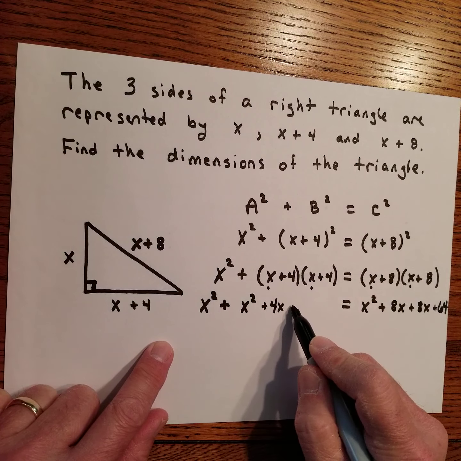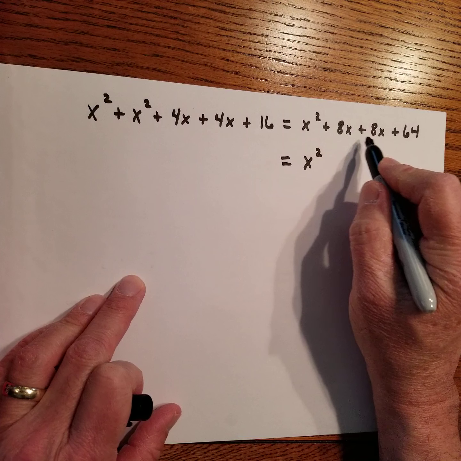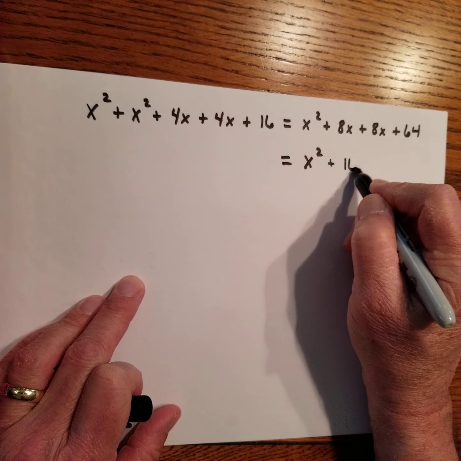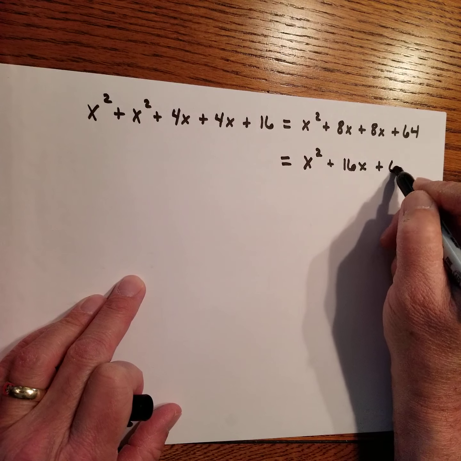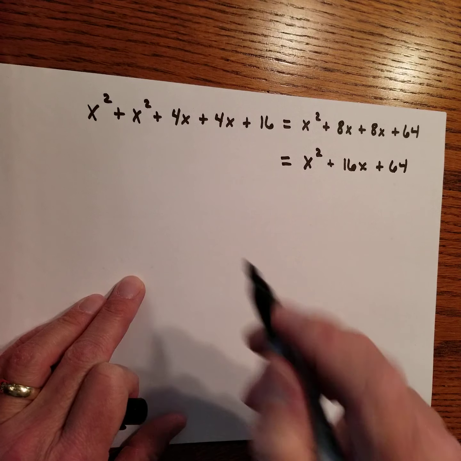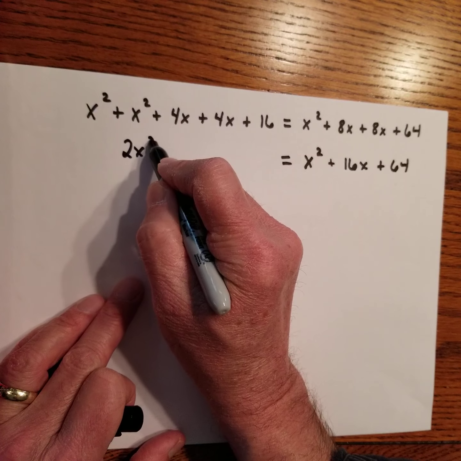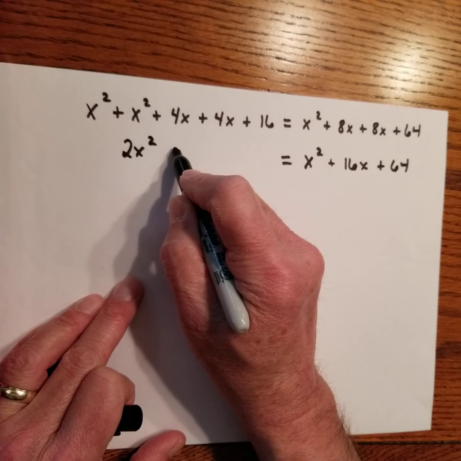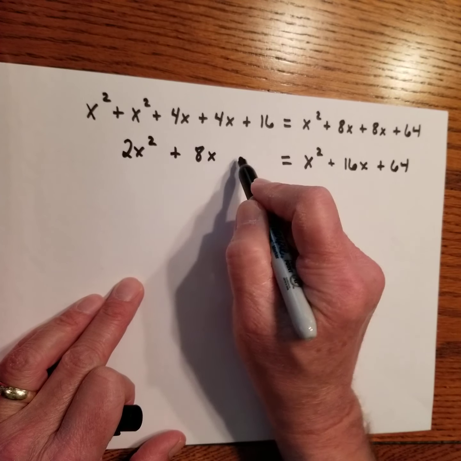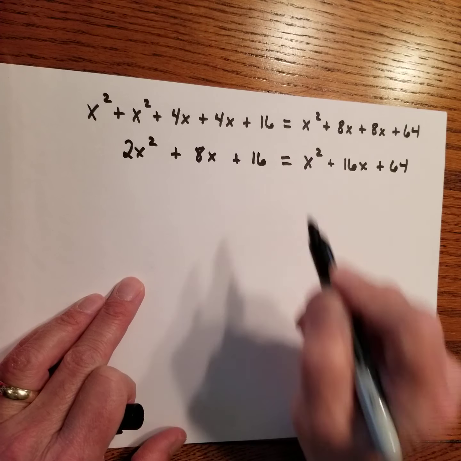Next thing we'll do now is combine like terms. Copy the x squared, 8x plus 8x is 16x. Copy the 64. 1x squared plus 1x squared is 2x squared. 4x plus 4x is 8x. And copy the 16.